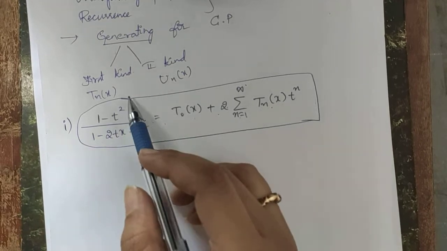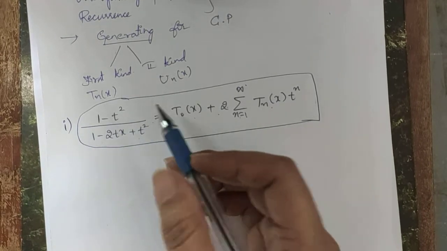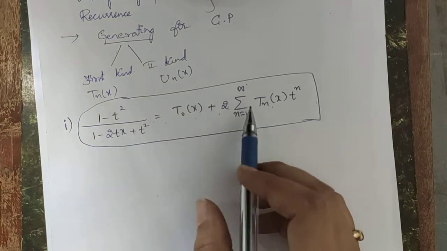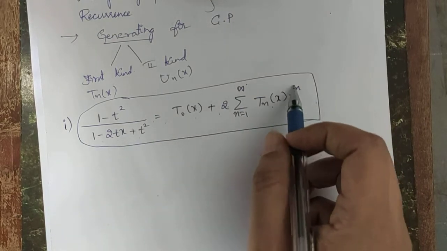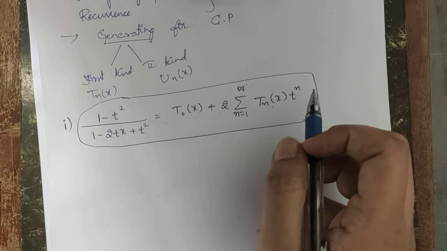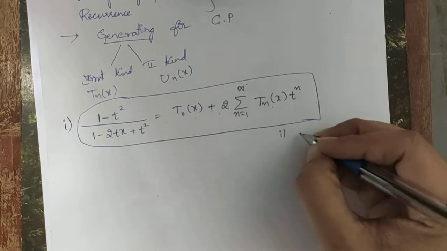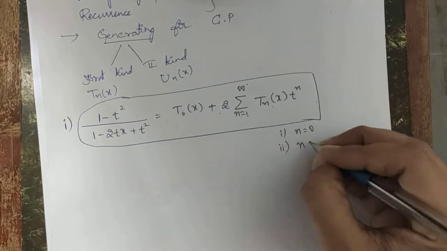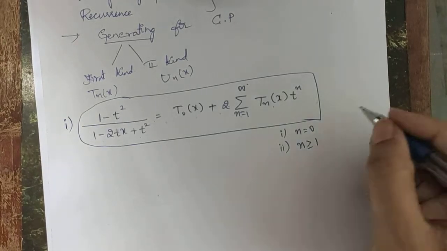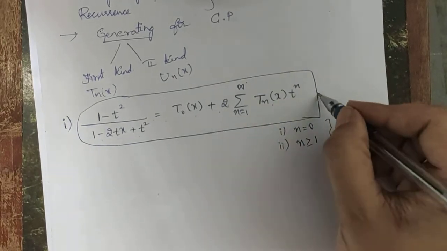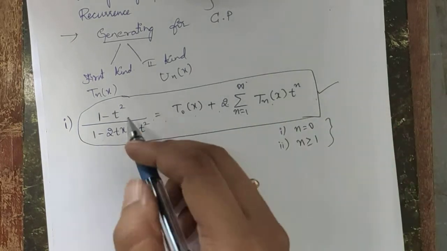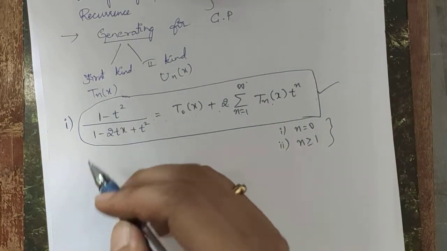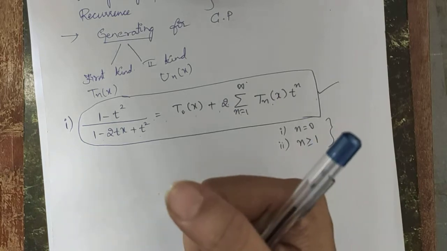What I can do, I should expand my LHS part and I should equate the terms with t power n, the coefficient of t power n, in two cases. One is when n is equal to 0 and another one is when n is greater than or equal to 1. So we have two cases to prove this result, right? First let us concentrate on LHS and let's expand the LHS terms.